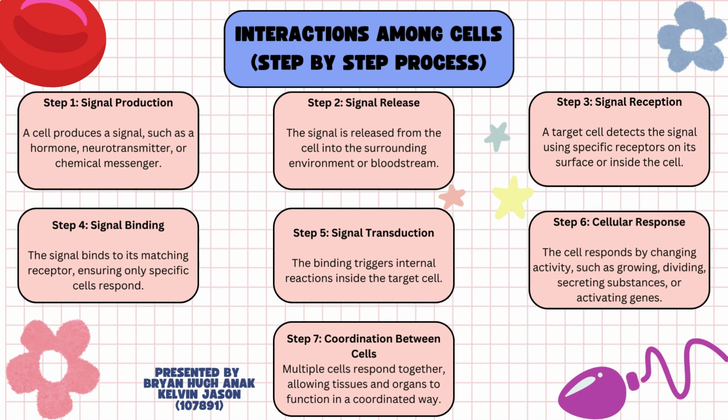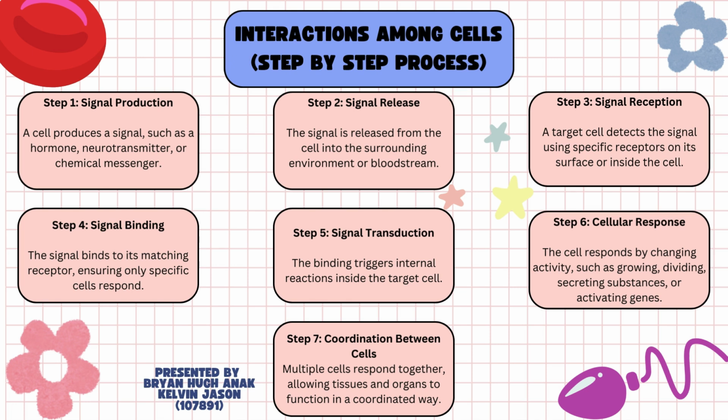Now, we will see how cells interact with each other. Step 1. Signal production. A cell produces a signal such as a hormone, neurotransmitter, or chemical messenger. Step 2. Signal release. The signal is released from the cell into the surrounding environment or bloodstream. Step 3. Signal reception. The target cell detects the signal using specific receptors on its surface or inside the cell.